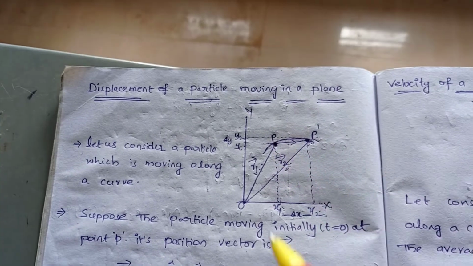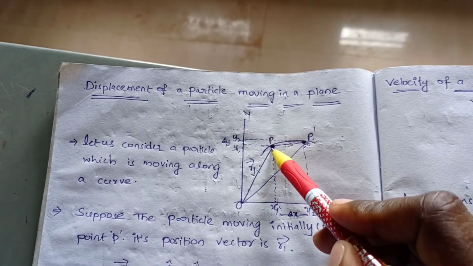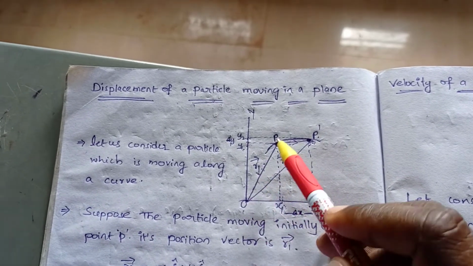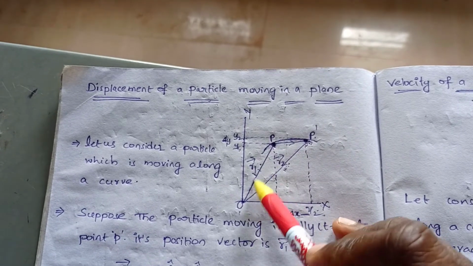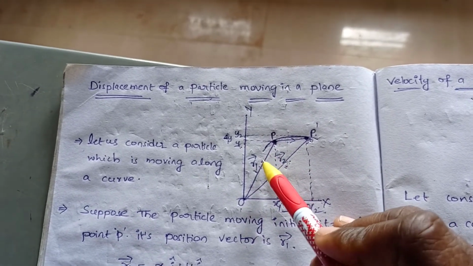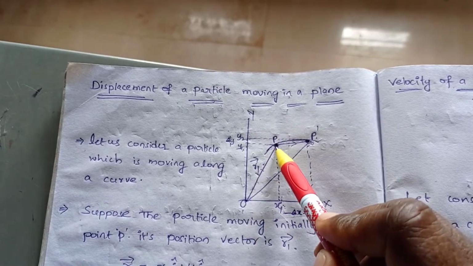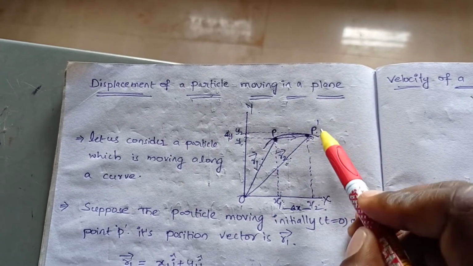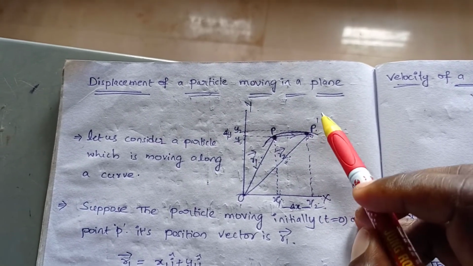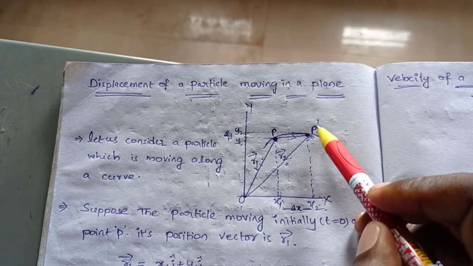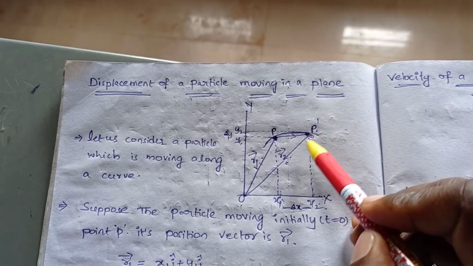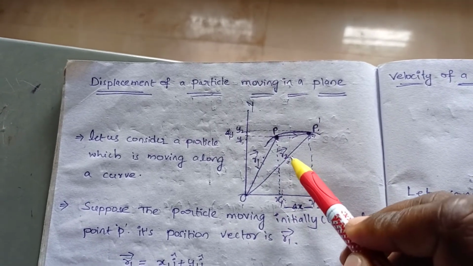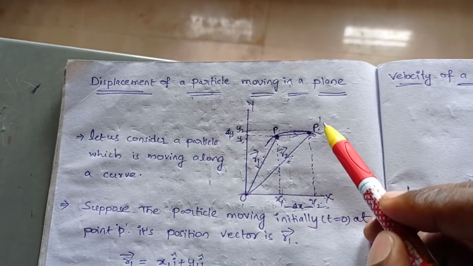The position of the particle initially we can represent by using position vector r1. If we draw a line from origin to point P, this line represents the position vector. This position vector represents the position of the particle initially. After t seconds, the position of the particle is at point P dash. We can represent the position of the particle at point P dash by using position vector r2. So r2 is the position vector which represents the position of the particle finally.